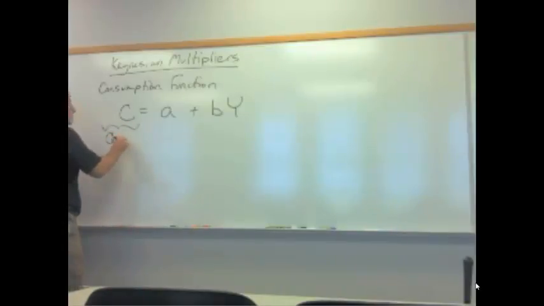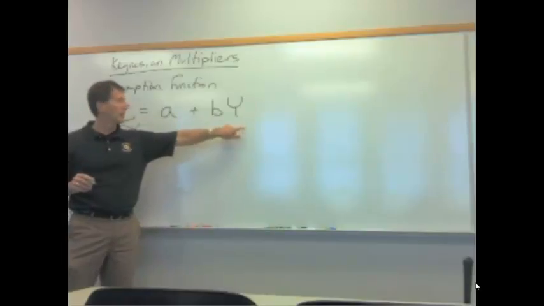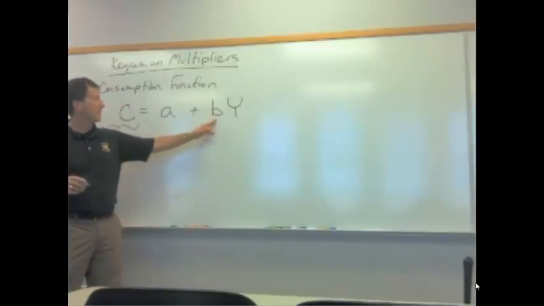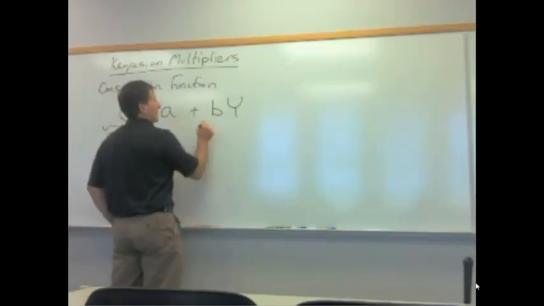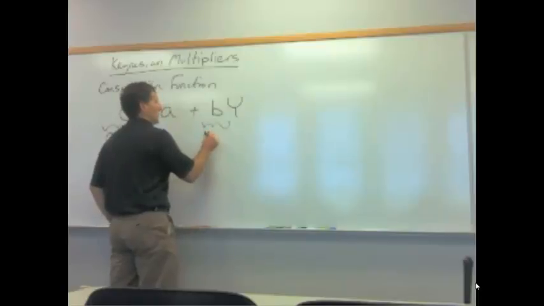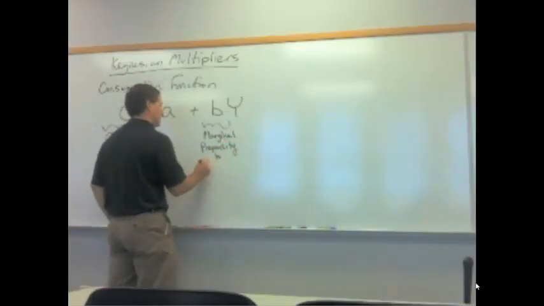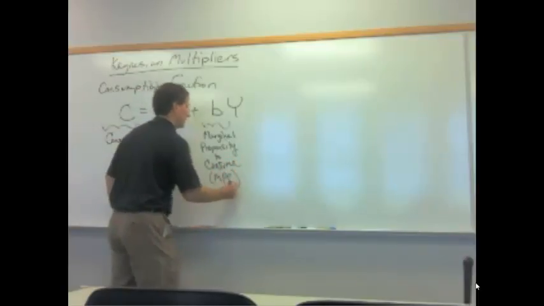So consumption in this equation is a function of income, gross income. I'm going to leave taxes off for now. And then some fraction of our income gets spent, and we call that the marginal propensity to consume. The marginal propensity to consume. The MPC.